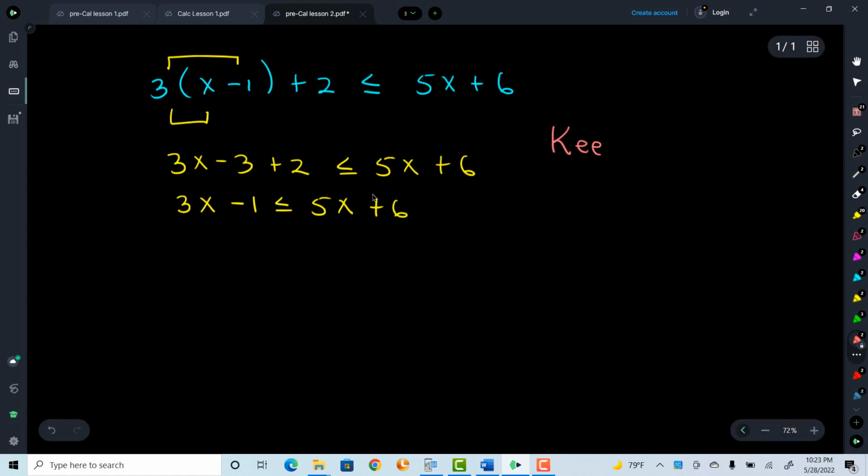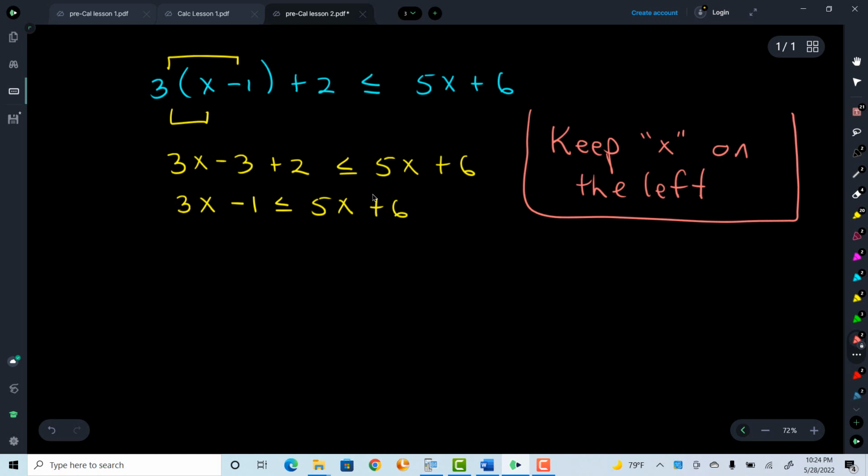I'm going to write it out here. Keep the x on the left. I know some of you are in the habit of not doing that, and you're going to say, but it works for me. I don't care. I want it on the left side, okay? All right, so that means I'm going to subtract 5x from both sides, and that's going to make this negative, but that's okay. We'll deal with that. Negative 2x minus 1 less than or equal to 6.